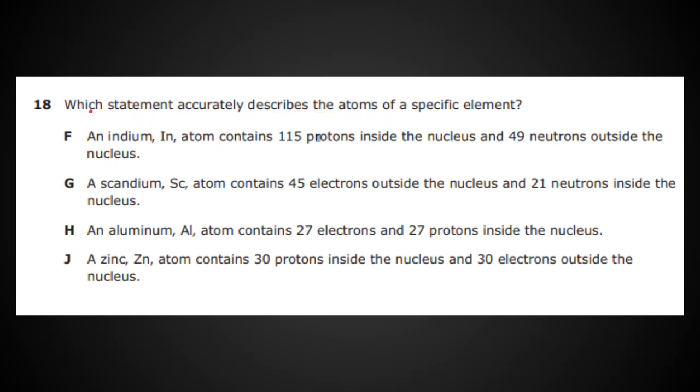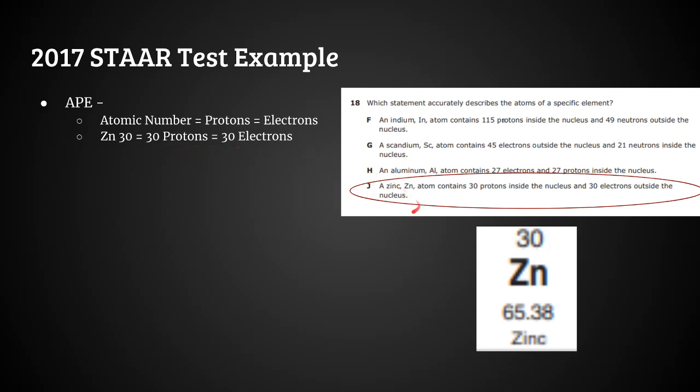Moving on to the first question: which statement accurately describes the atoms of a specific element? F, an indium atom contains 115 protons inside the nucleus and 49 neutrons outside the nucleus. G, a scandium atom contains 45 electrons outside the nucleus and 21 neutrons inside the nucleus. H, an aluminum atom contains 27 electrons and 27 protons inside the nucleus. And J, a zinc atom contains 30 protons inside the nucleus and 30 electrons outside the nucleus. The answer here is J.